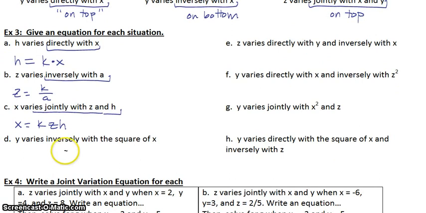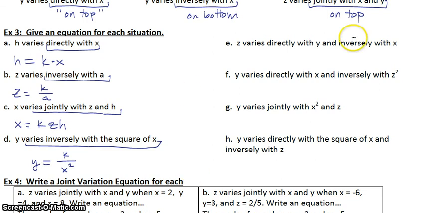So let's do D. Y varies inversely with the square of X. So first of all, inversely means it's going to be on bottom, and there's always a k there. The square of x would be x squared. So my equation is y equals k divided by x squared for that one. Alright, let's go more difficult.